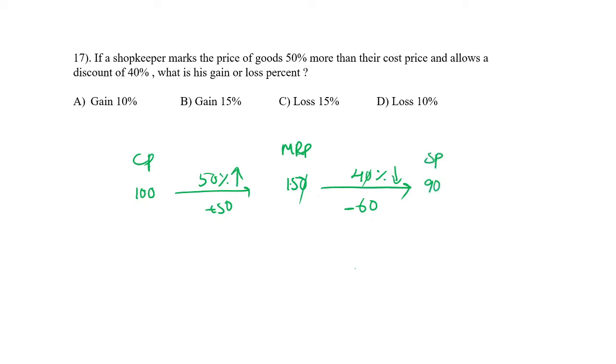This is the selling price. It allows a discount of 40%. Then finally selling price is what? 90. What is his gain or loss percent? Cost price is 100 and selling price is 90. So what is the difference? 10. Okay, difference is 10. Loss or profit? Loss, because cost price is more than selling price. So here there is a loss. Loss by cost price is 10 by 100 into 100. So 100 gets cancelled. 10% loss is the result. Option D.